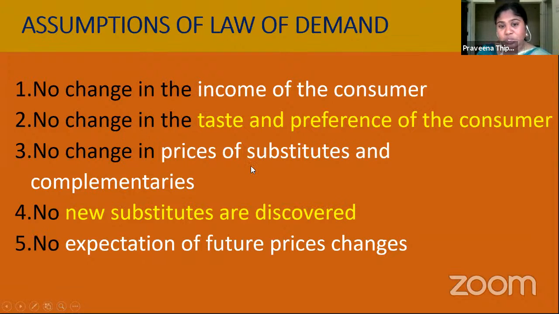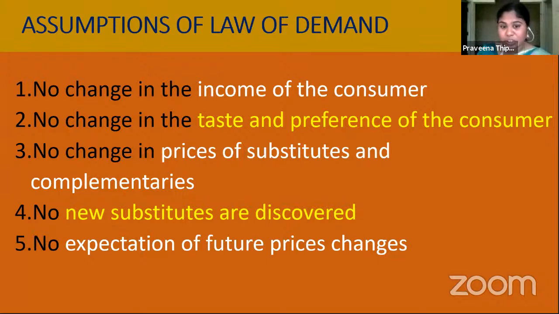And no change in price of substitutes and complementary goods. So the price of these goods should be constant. If the price of substitutes and complementary goods changes, then what happens is the people, instead of buying that commodity, prefer to buy its substitute good or complementary good. So in such a situation also, the law will be invalid. And fourth point, children, no new substitutes are discovered. So we assume that there will be no new substitute for that good, or else the preference of the consumer will change.